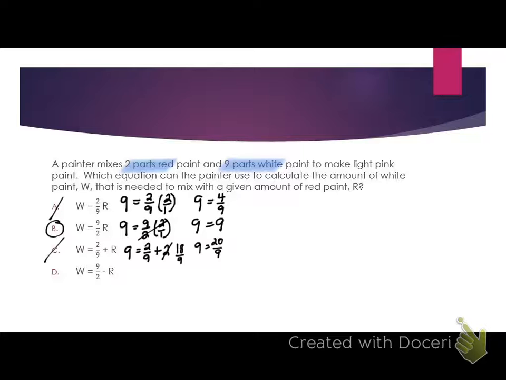So for D, we would say 9 is equal to 9/2 minus the red, which is 2. We would need a denominator of 2 here, so that would be 4/2. And that would be 9 is equal to 5/2. And again, that is not correct. So B is the answer.